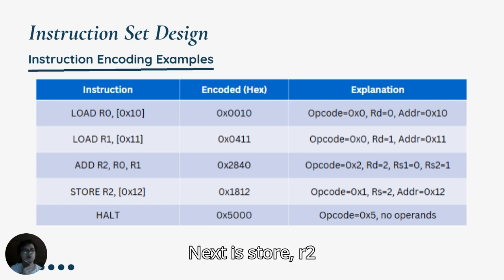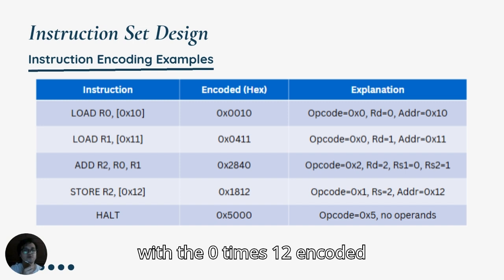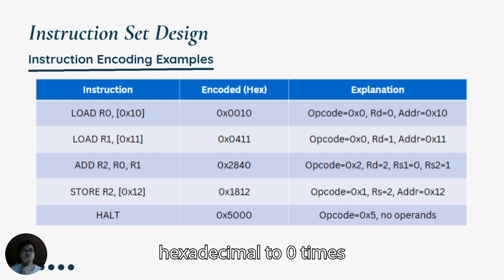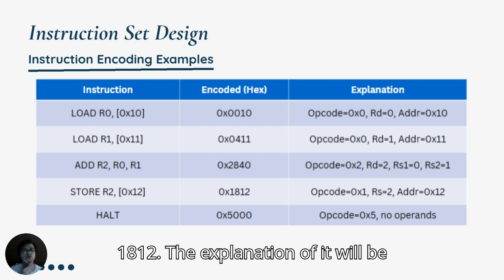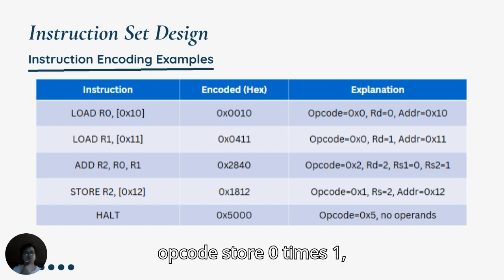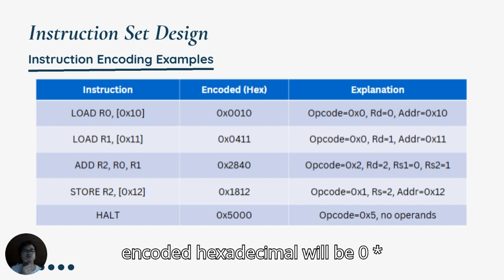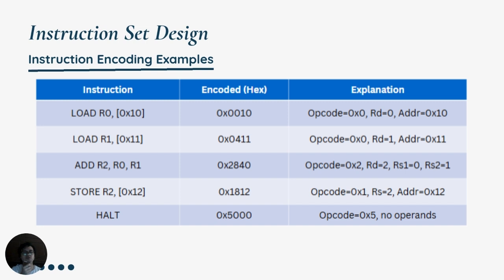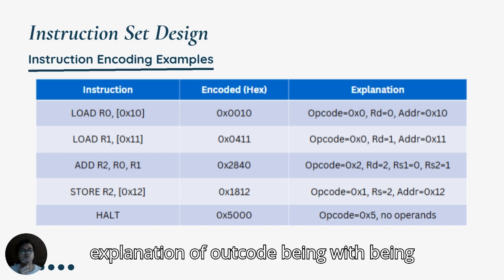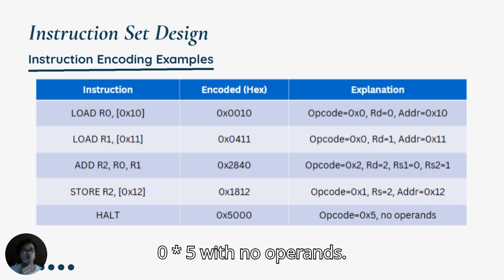Next is store R2 to 0x12, encoded in hexadecimal as 0x1812. The explanation is: opcode store is 0x1, RS is 2, and the address is 0x12. And finally, the last instruction is halt, encoded in hexadecimal as 0x5000, with the explanation that the opcode is 0x5 with no operands.